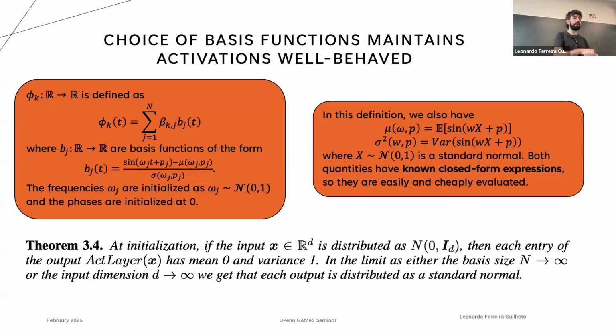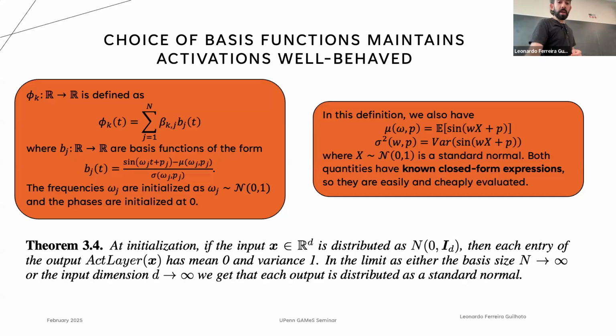There's a theorem that I prove in the paper that shows that at initialization, if the input is distributed as a standard normal, then each of the outputs of the ActLayer has mean 0 and variance 1. Also, in the limit, as the number of basis functions goes to infinity, we get that not only do they have mean 0 and variance 1, but they're also normally distributed. We get that from the central limit theorem. So this gives us a bit of a sanity check that as we compose more and more blocks, we get stable activations and stable behavior throughout the network.